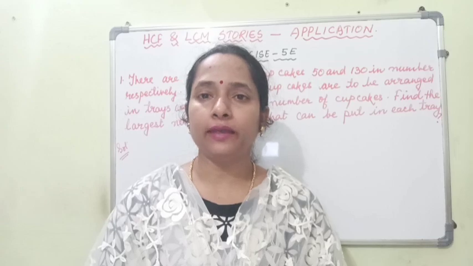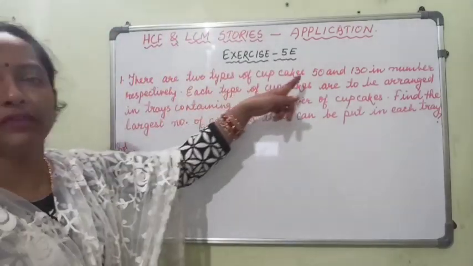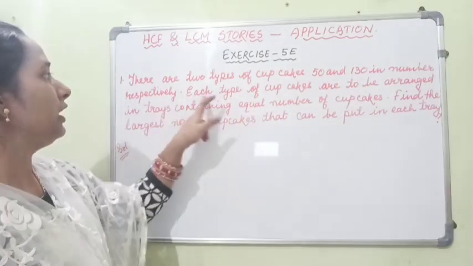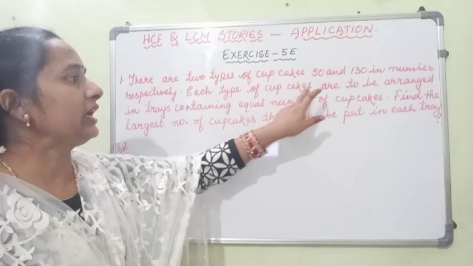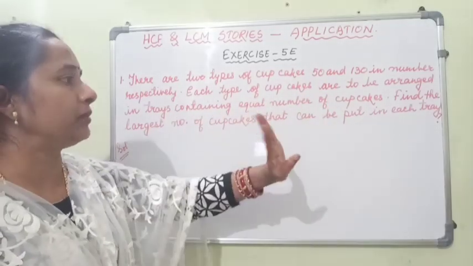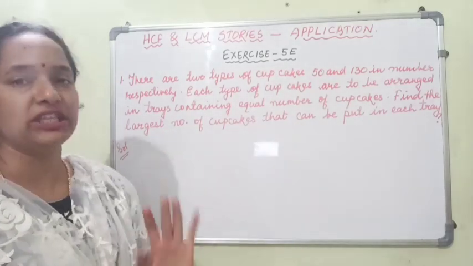So here I am starting with the first question. There are two types of cupcakes, 50 and 130 in numbers respectively. Now each type of cupcake is to be arranged in trays containing an equal number of cupcakes. Find the largest number of cupcakes that can be put in each tray.